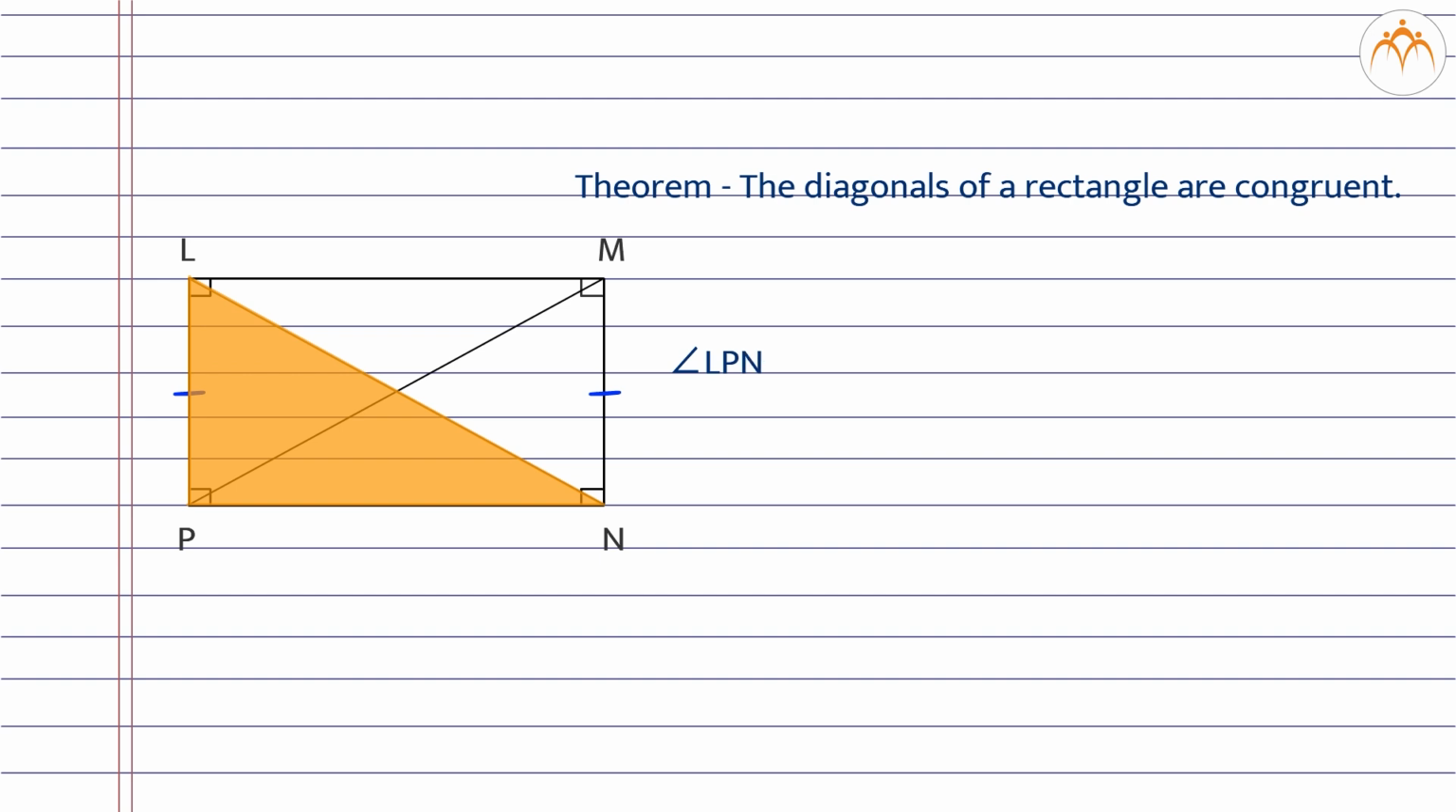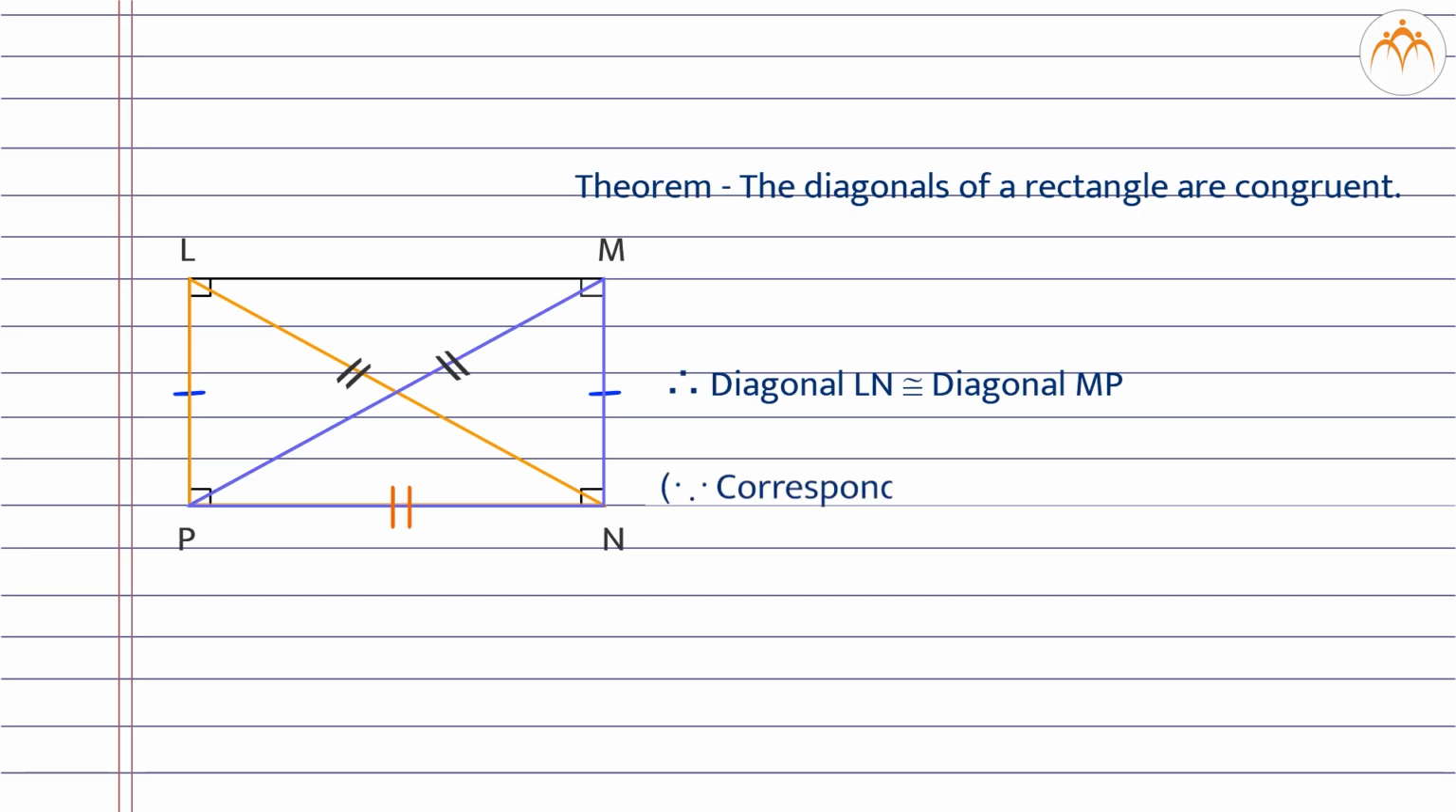Angle LPN is congruent to angle MNP. Reason: each 90 degrees. Side PN is congruent to side PN. Common side. Triangle LPN is congruent to triangle MPN by SAS criterion. Therefore, diagonal LN is congruent to diagonal MP. Reason: CPCT.